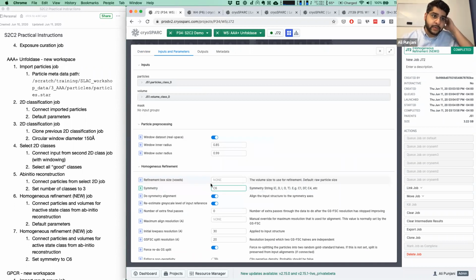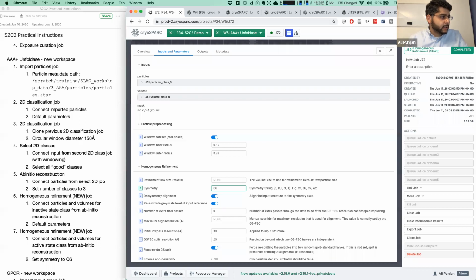When we enforce symmetry in refinement, each of the particles is used multiple times during the reconstruction of the structure, and each particle counts for that many times as much signal content. And so C6 symmetry means that each particle counts 6 times, and we get 6 times as much information about the structure from the same particle data.